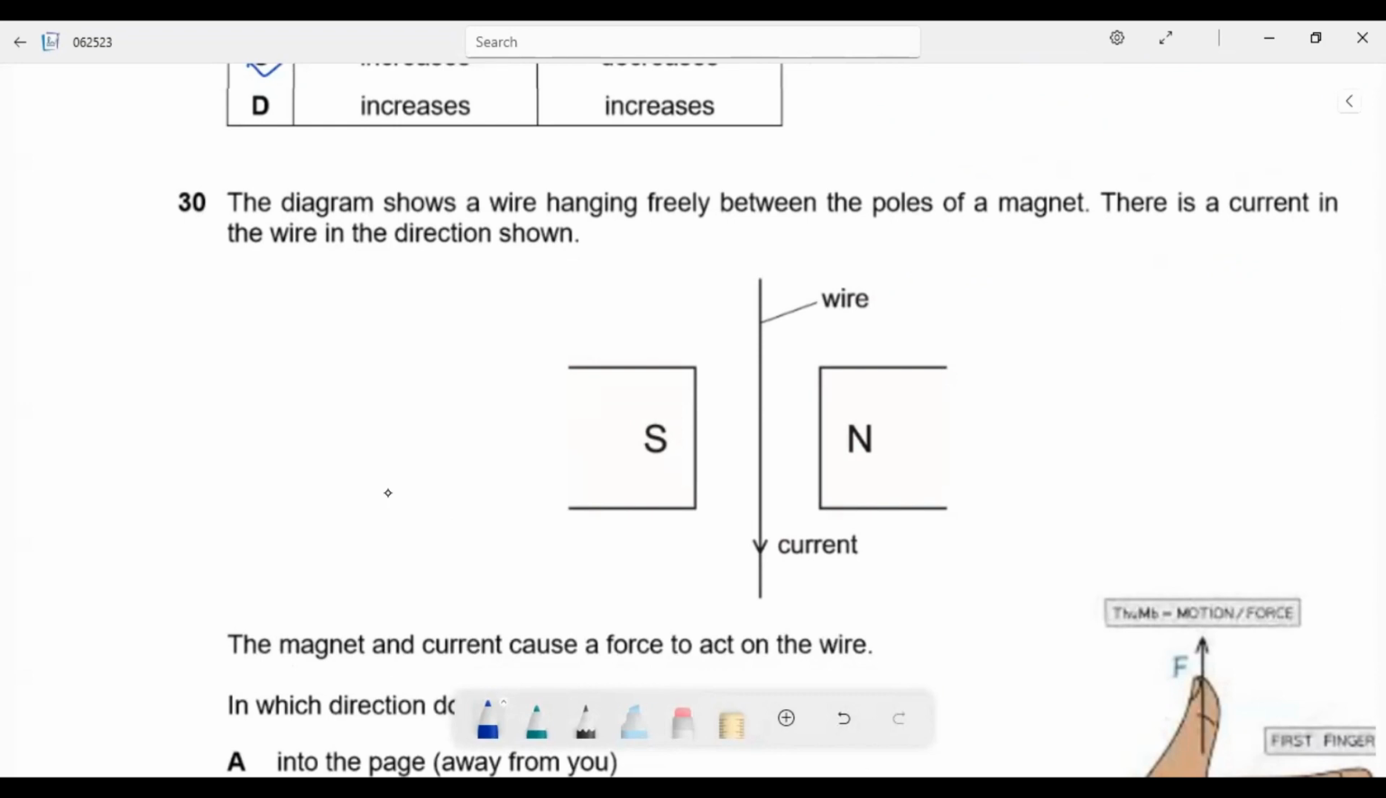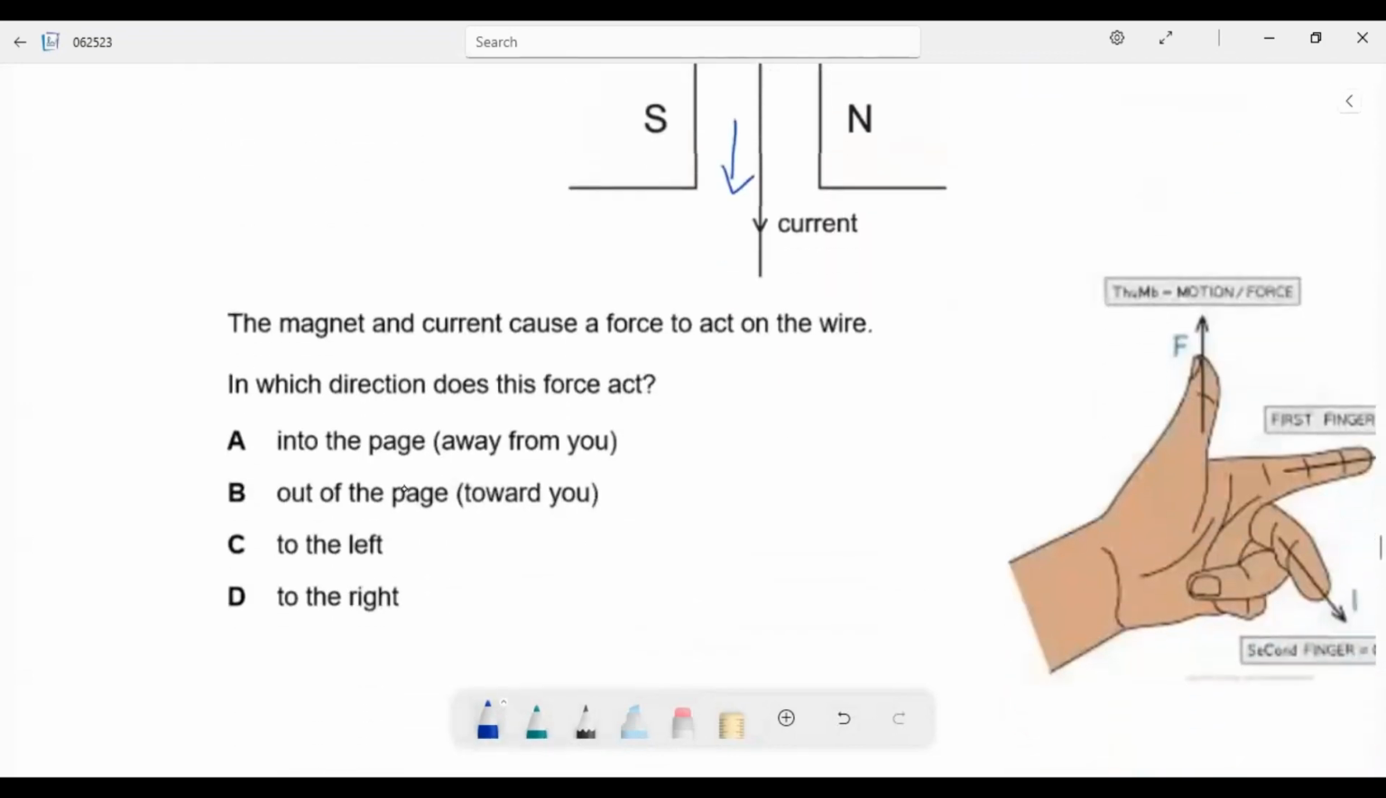The diagram shows a wire hanging freely between the poles of a magnet. There is a current in the wire. The direction of current is downwards. The magnet and the current cause a force to act on the wire. In which direction does this force act? So we can see here the current is in this direction. The field is in this direction. And the force will be away from you, that is into the page. The right choice is A.